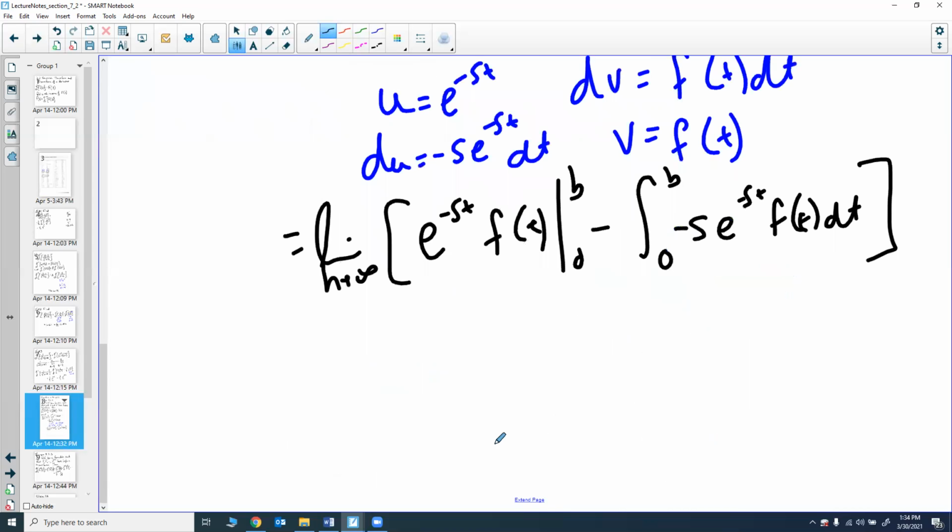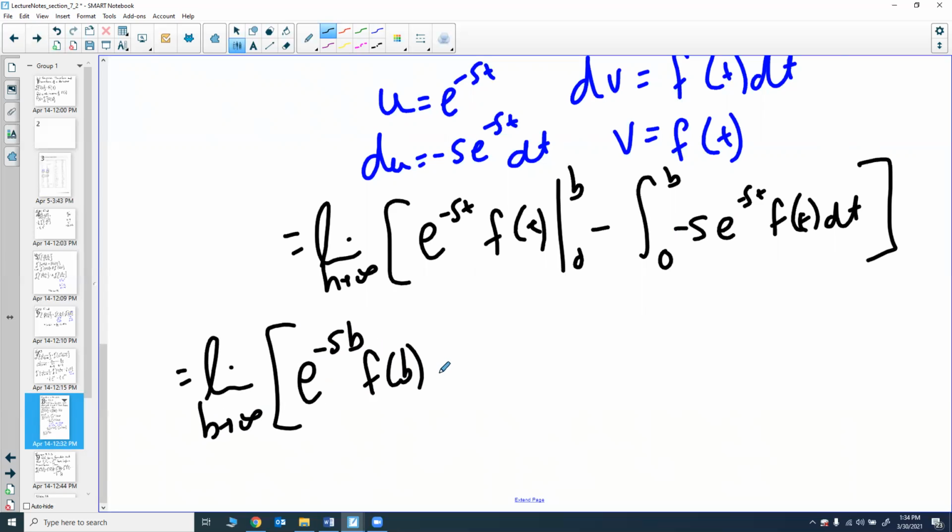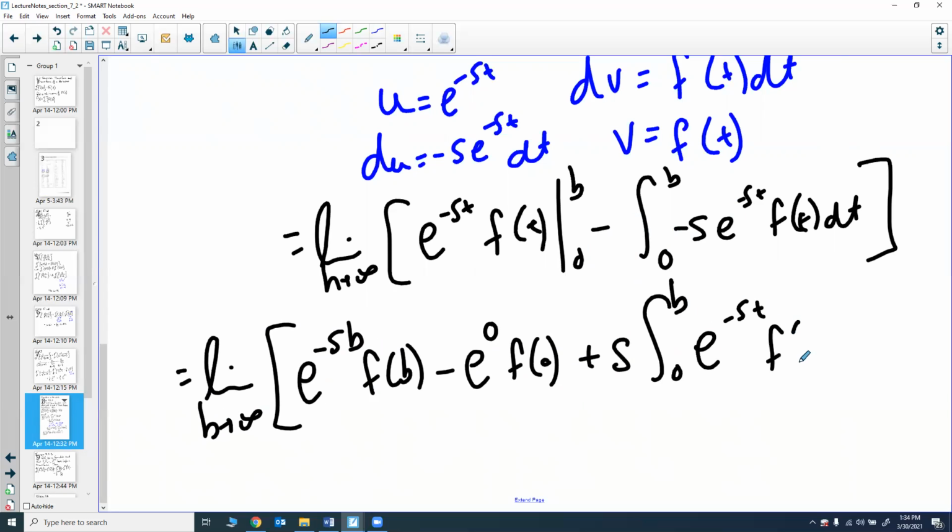So let's see where we can go from here. I'm going to go ahead and evaluate this one integral. It's one part. So I have the limit as b goes to infinity of e to the minus sb, f of b, minus e to the 0 times f of 0, minus, or let's do plus s, because we're going to bring that s out, changes the sign, the integral from 0 to b of e to the minus st, f of t dt.